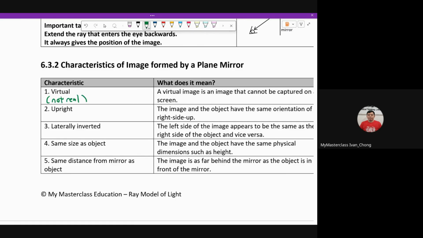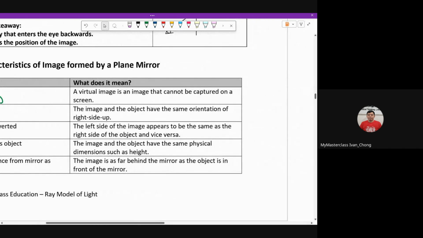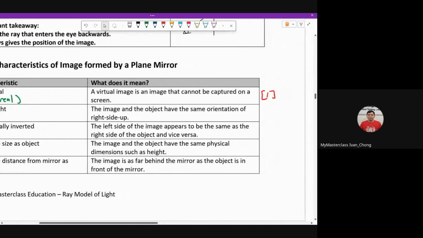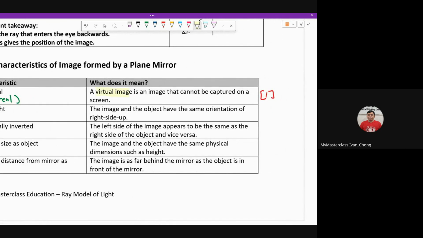Now, normally if the question asks you, which is a very, very common question that they always ask, what is meant by a virtual image? Please do not say that it is not real. Okay. A virtual image is an image that cannot be captured onto a screen.